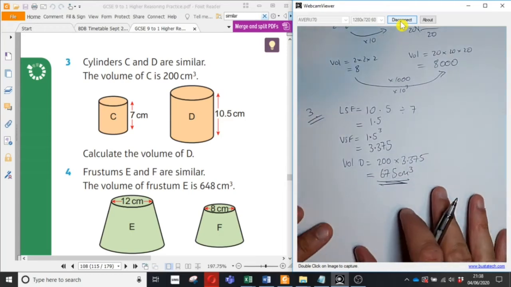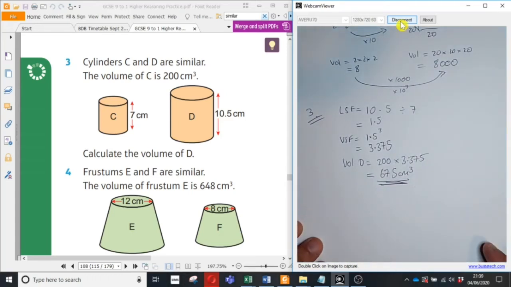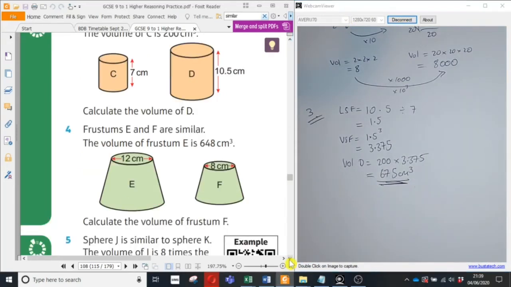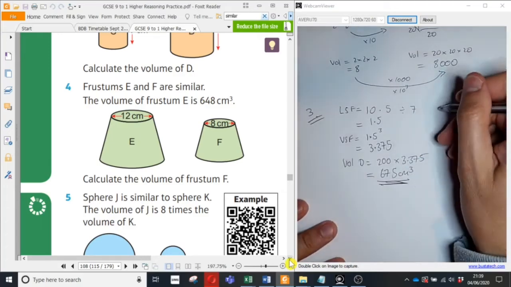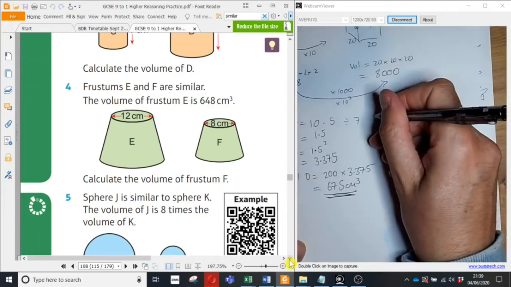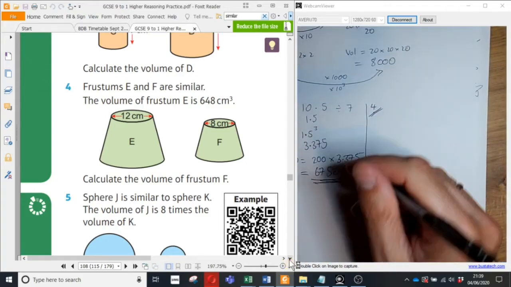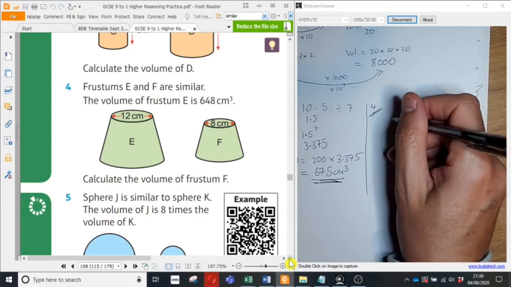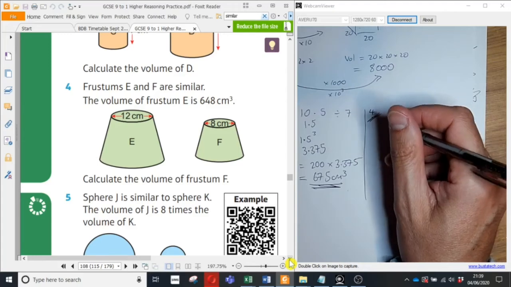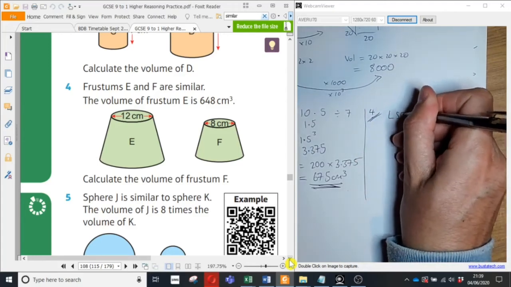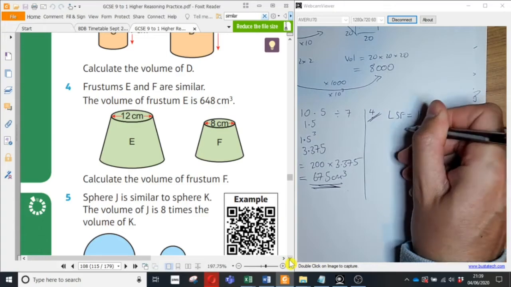That's your basic volume scale factor question. Question 4, let's scroll this down and have a look at it. Question 4 is basically the same question, but this time you're being told the bigger volume. I will quickly go over this, and I'll do it here just to save a bit of space. It's a very similar question. We're just going to divide at the end to get the smaller volume. So I'm going to get the length scale factor by dividing 12 by 8.